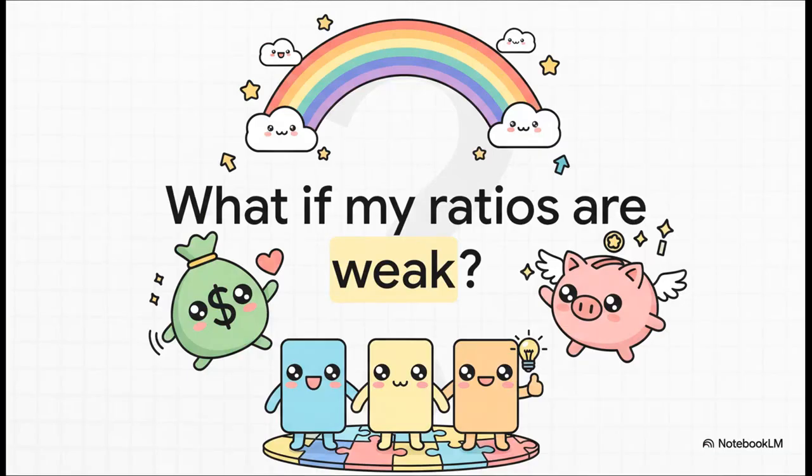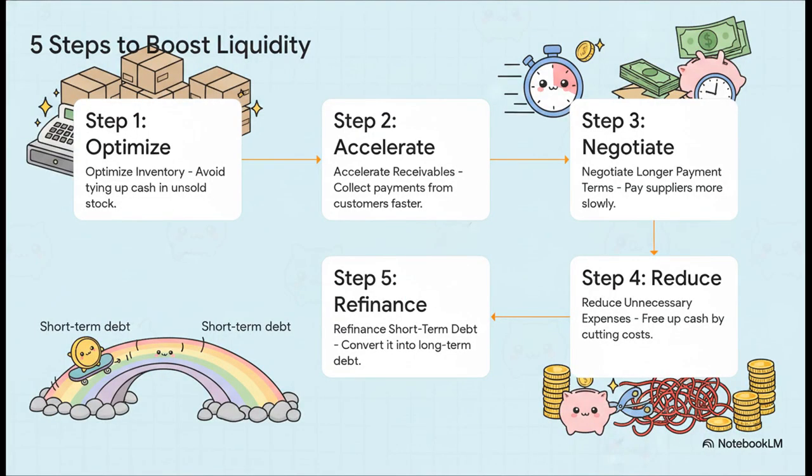So what happens if you run the numbers and they look weak? It's a scary thought for sure, but the good news is this isn't a death sentence. There are very clear, very actionable things you can do about it. Here are 5 really solid strategies. First, get a handle on your inventory. Don't let your cash get tied up in stuff that's just sitting on a shelf.